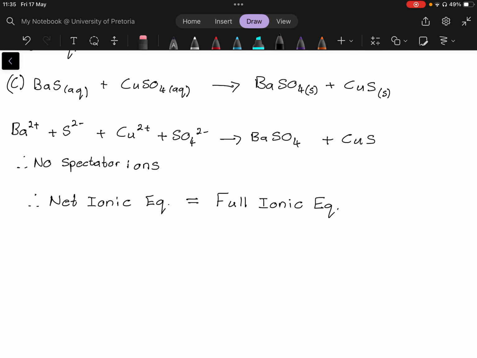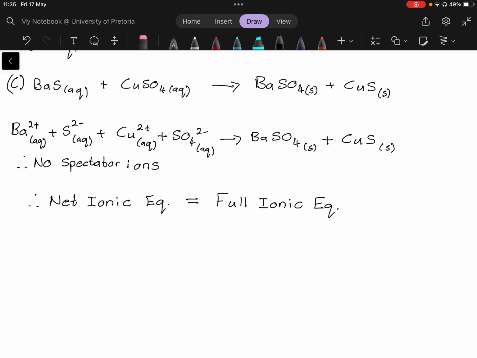So your answer is this one at top here, so that means you need to add the phases. There's aqueous, aqueous, aqueous, aqueous, solid, solid.